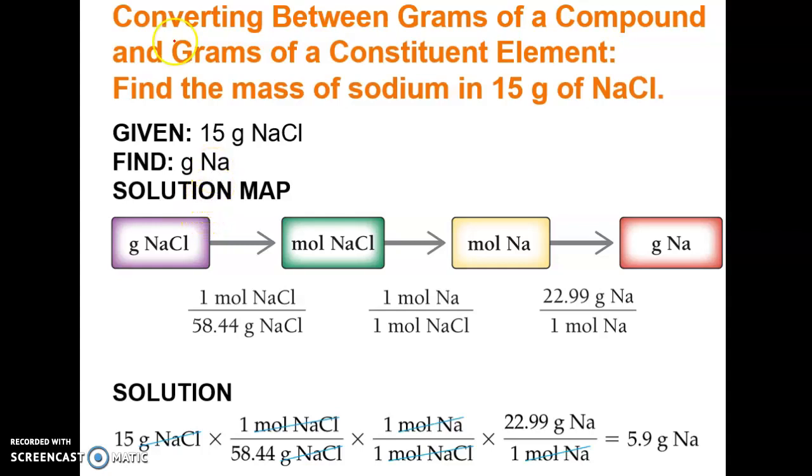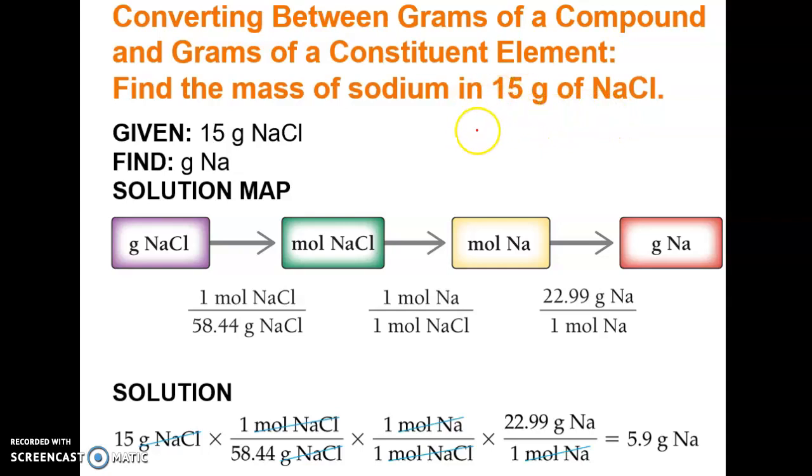All right, we're going to talk about one very similar to what I was just describing on the previous slide. Convert between grams of a compound and grams of a constituent element. Find the mass of sodium in 15 grams of NaCl. Well, this is actually really easy. We've learned all of the tools. So we always start with what we're given, 15 grams of NaCl.